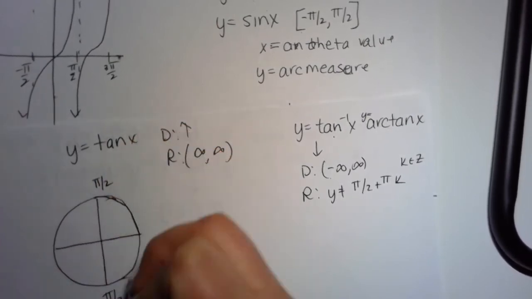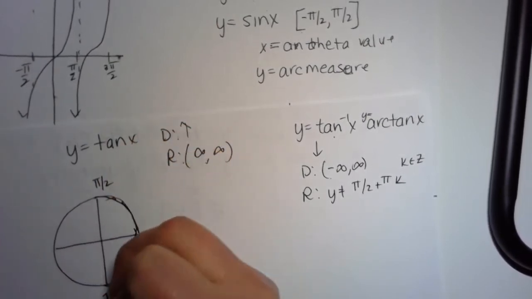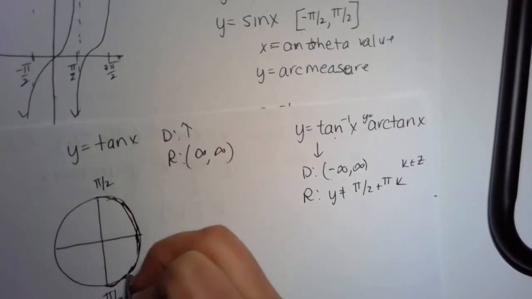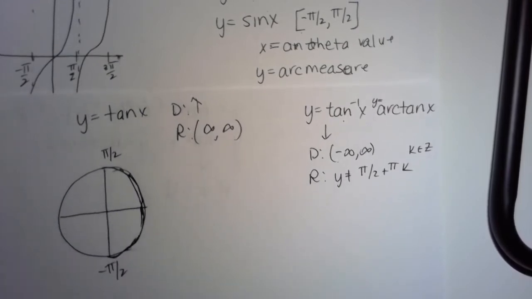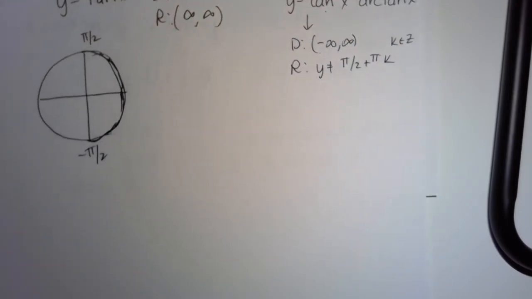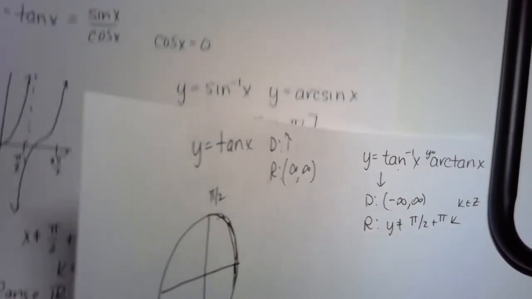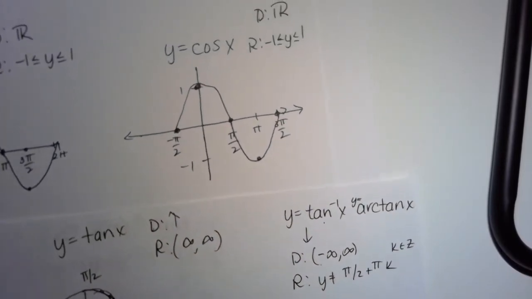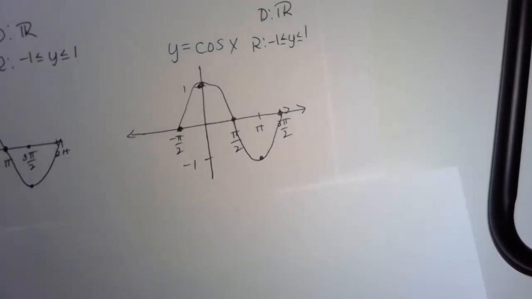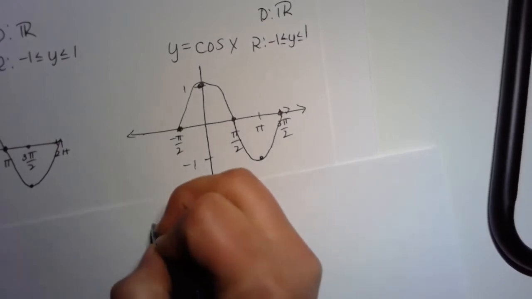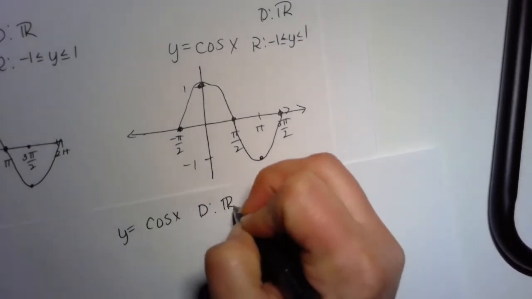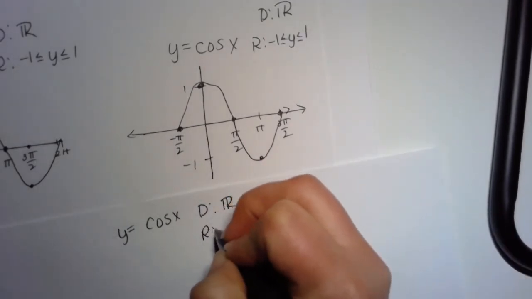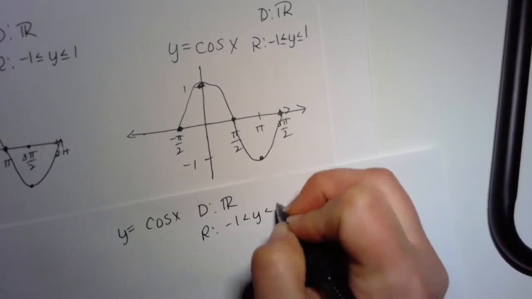So when it comes to the restricted domain of sine, we're basically just going to use the right side of my unit circle. Okay, so let's talk about cosine now. So we'll come back up here to cosine. Let me turn my paper here. All right, so for y equals cosine of x, I know that my domain is all real numbers, and my range goes from -1 to 1.